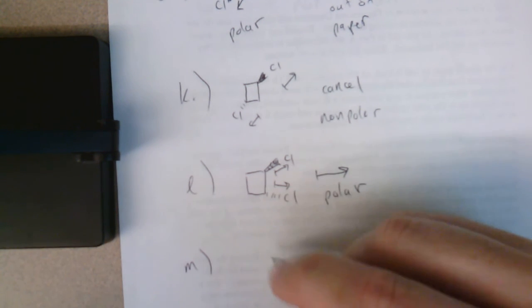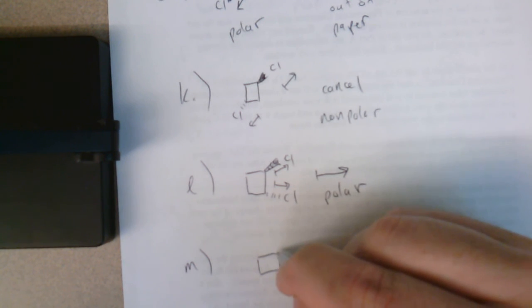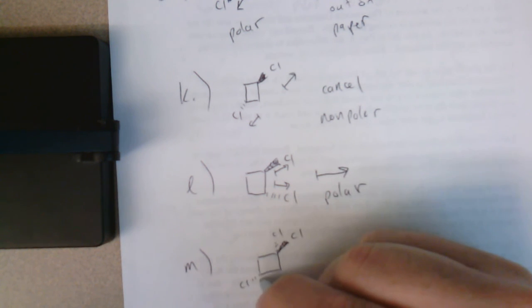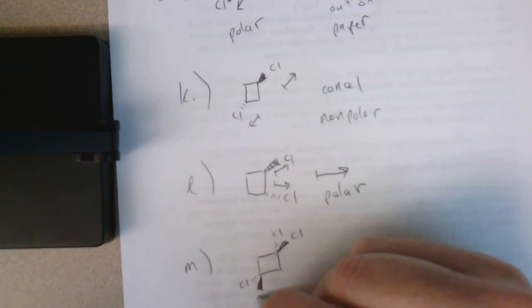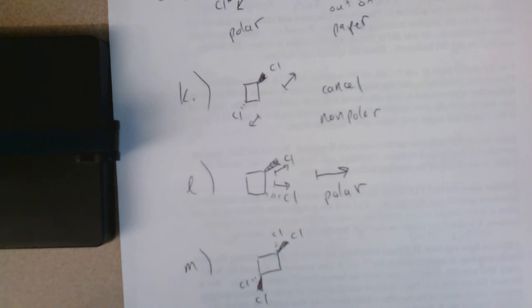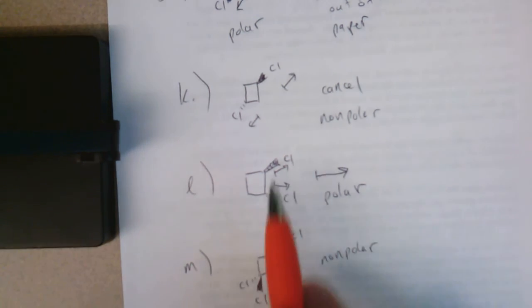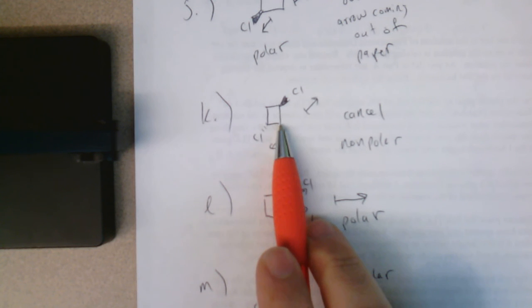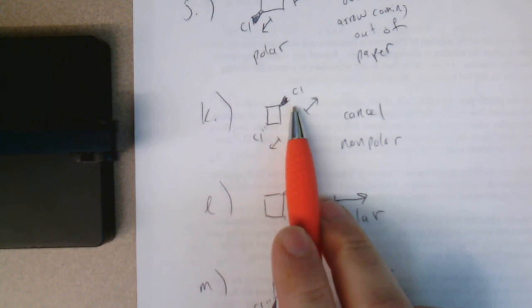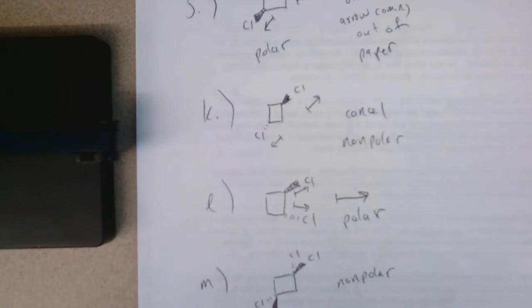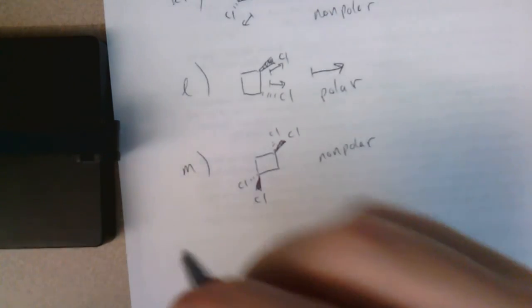M, we have the tetrachloro, like this. I hope we can see this. It is nonpolar. They're all going to cancel. It's just like how up here these canceled. Imagine just having another equally canceling pair of chlorines on each carbon. So one coming out of the page here and going into the page here. Then it makes sense that those would cancel.